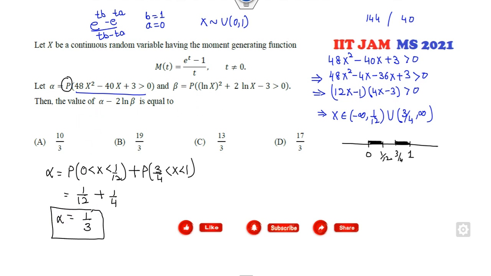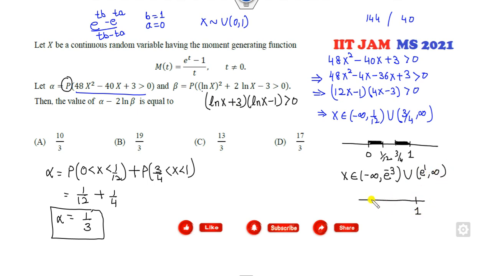Now how can you find the beta? Again, I can factorize it. Beta will be here. So I can factorize it as ln x plus 3 and ln x minus 1, which is greater than 0. So what does it mean? X belongs to minus infinity to minus 3, because x will be here, union, it will be 1, so e raised to power 1 comma infinity. So if I write again on this 0 and 1 interval, e raised to power minus 3 will be like here, and e raised to power 1 is 2.7 something, so that will be outside. The only portion is this one.